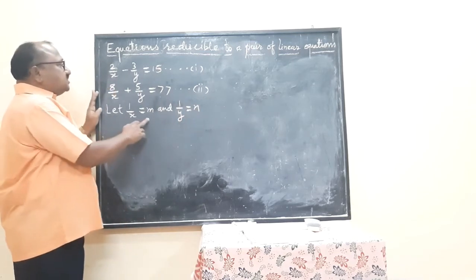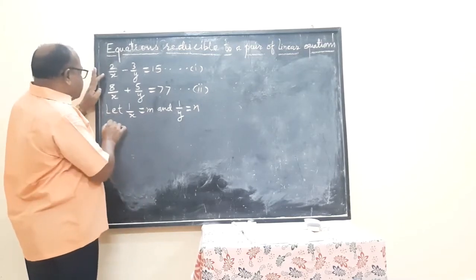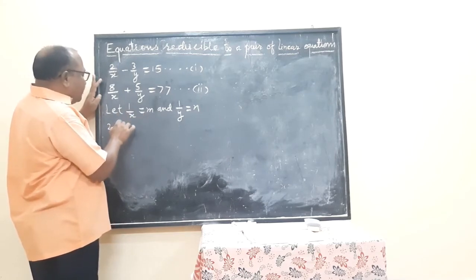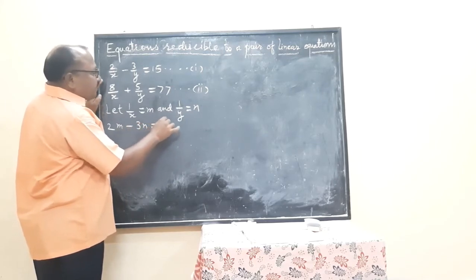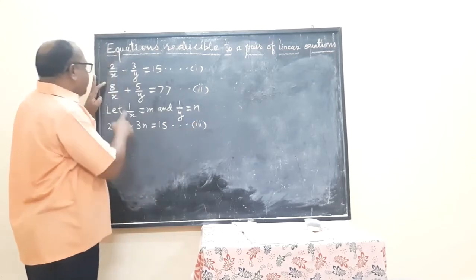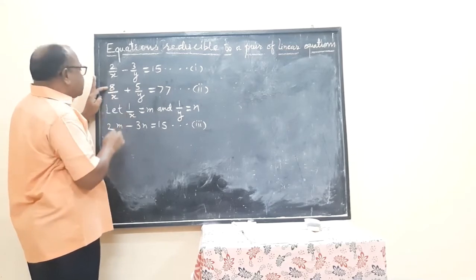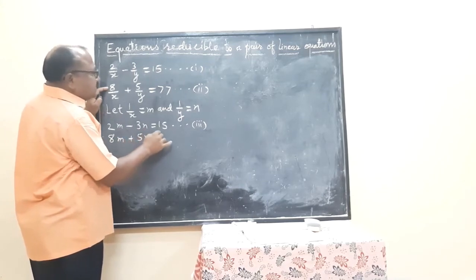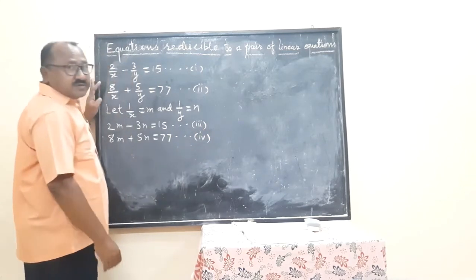So using this substitution, first equation will transfer like this: 2 upon x means 2 into bracket 1 by x, but value of 1 by x is m, so twice m minus thrice n equal to 15. This is your equation number 3. By taking these values, this equation will transfer like this: 8m plus 5n equal to 77. This is equation number 4.